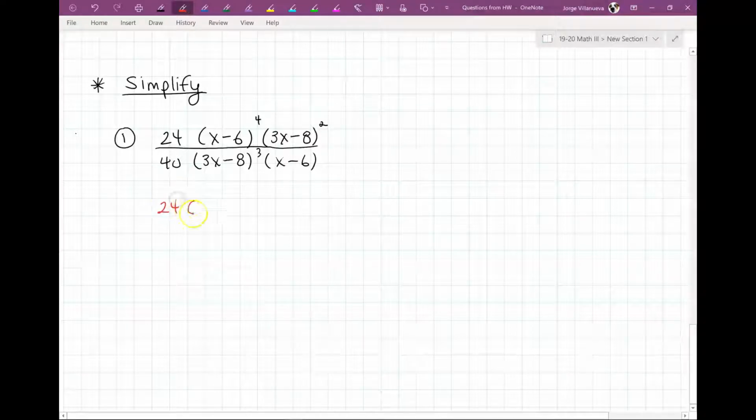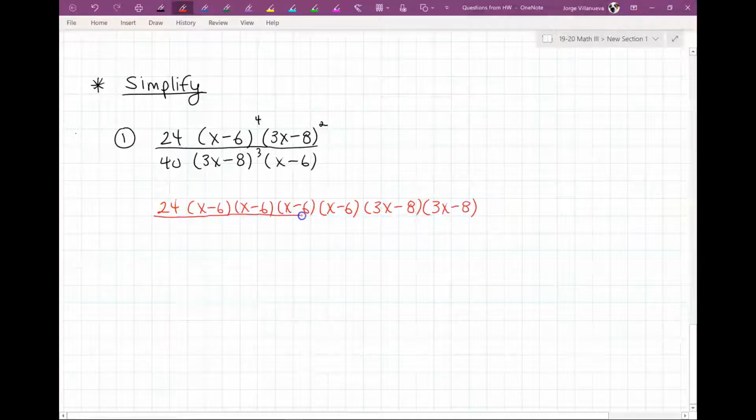Let me rewrite 4 of these x minus 6's, because that's what x minus 6 to the 4th means, and then 2 of these 3x minus 8's here. Now this is not normally the way I would teach it, but since we're not in a classroom setting, I've got to think of ways that people will get it. So here's 3x minus 8 three times, because it's 3x minus 8 cubed. And then there's an x minus 6 here.